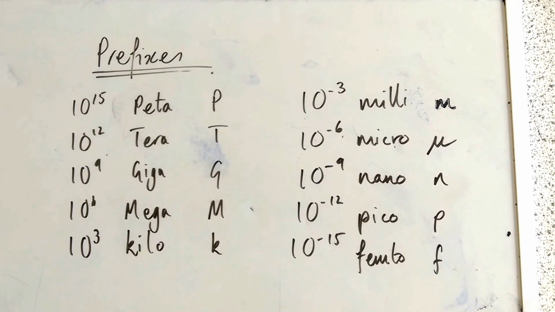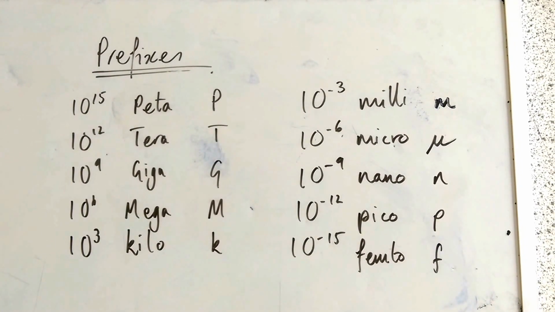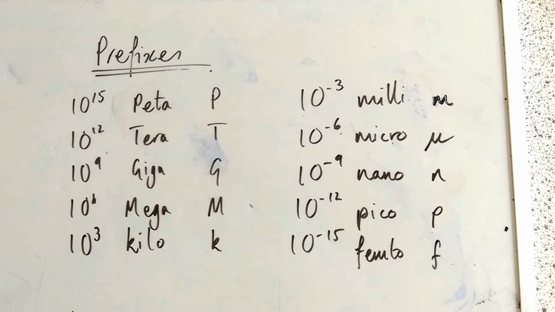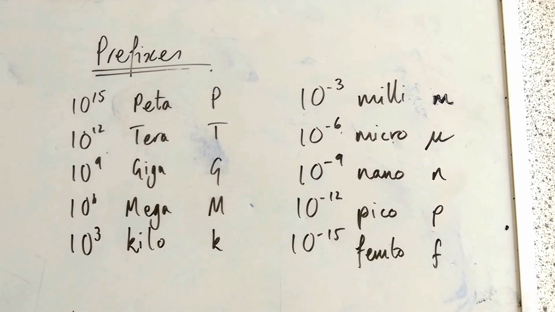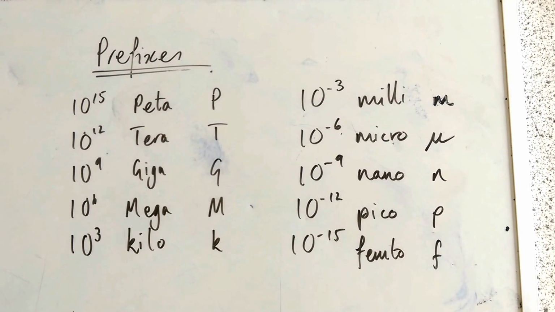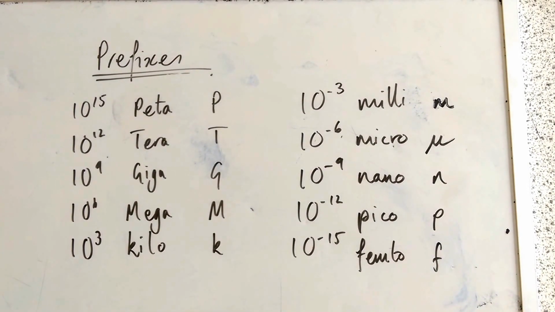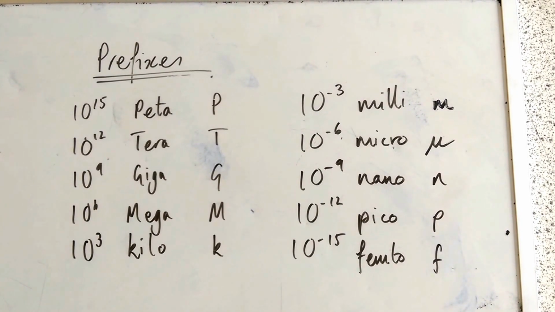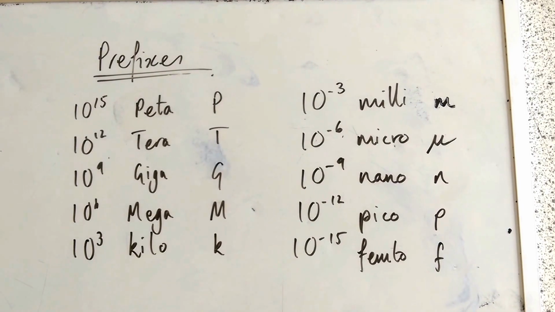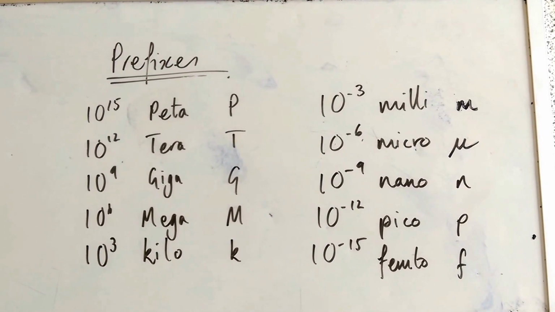And then getting smaller than that, smaller than 1. Milli is times 10 to the minus 3, little m. Micro times 10 to the minus 6, and that's a funny U, it's called a mu. Somewhere between an M and a U, and a U with a tail. Nano, minus 9, little n. Pico, minus 12, little p, and femto, minus 15, little f.